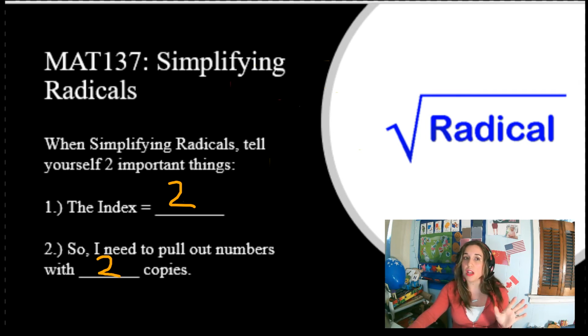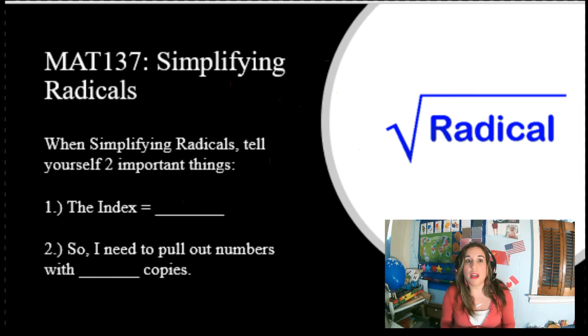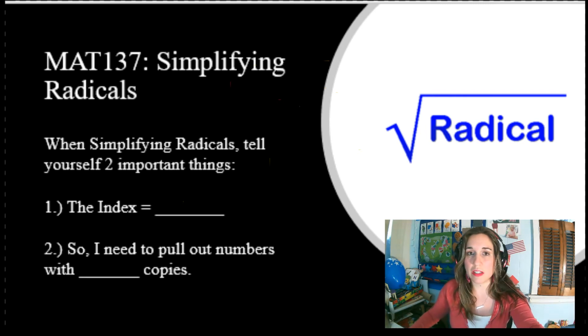This will make a lot more sense when we actually do this together. Maybe your index was 3, you were doing the cube root, so then you need to pull out numbers with 3 copies, okay? So let's go through some examples so you can actually see what I'm talking about when I talk about the index and pulling out copies. What do I actually mean when I say that? So let's do some examples right now, okay? I'm going to hop over to my blank white screen so we can do some of this together, and hopefully you can get a good feel for what we're saying.